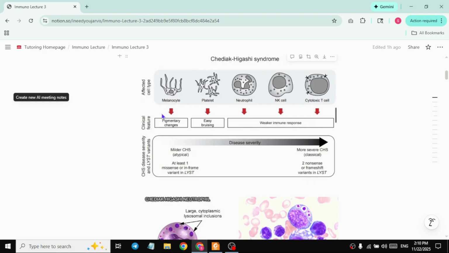Melanocyte dysfunction, in the cell trafficking, you see pigmentary changes, platelets, bruising. With all of these cells, you see weak immune response, right? And then eventually, they've given you the different types of LYST mutation that can go on, but you see disease severity increases as you involve more and more immune cells, right?